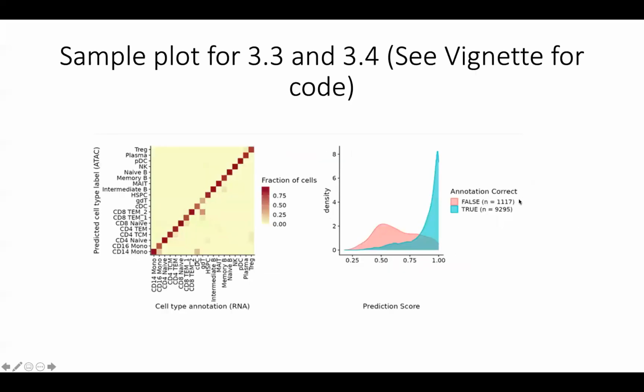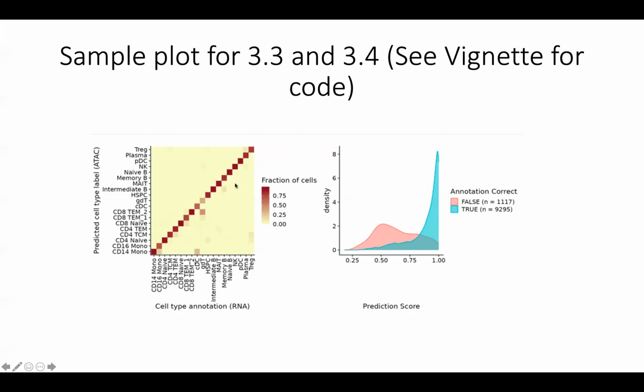And so in part 3.3, you'll have to make a heat map, which shows you how well your predicted cell type was compared to the ground truth. And the ground truth here is the RNA-seq data. This isn't the actual data set that you guys have, but I'm taking this from the vignette where they used a different data set, but did a similar experiment. And so you want to see something like this.